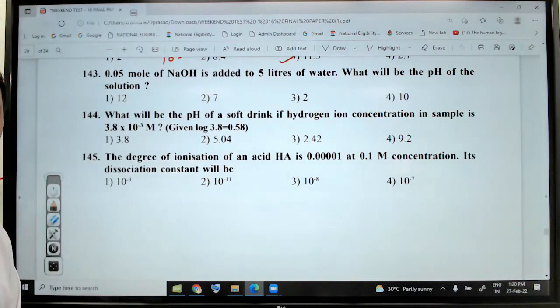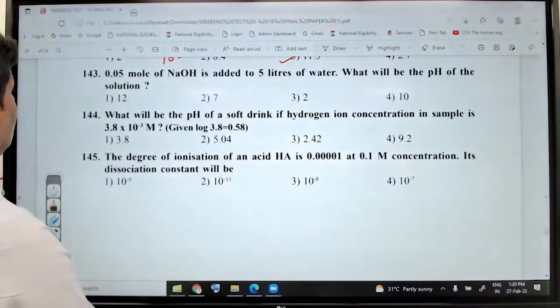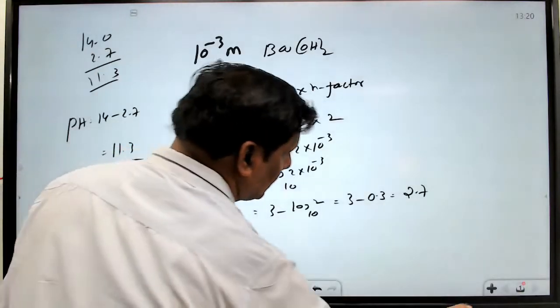Next, question number 143. 0.05 mole of NaOH is added to 5 liter solution. अच्छा pH. अच्छा NaOH.